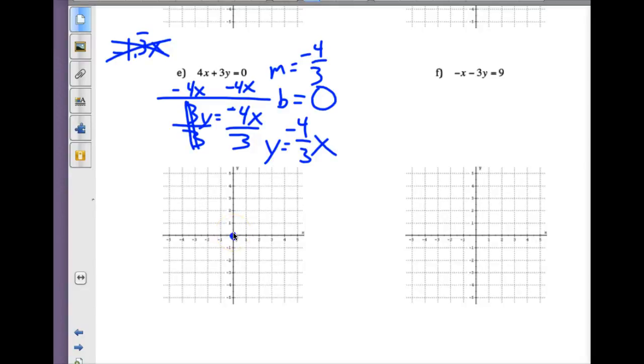Put a big old point at the origin. Negative 4/3. 1, 2, 3, 4. 1, 2, 3. 1, 2, 3, 4. 1, 2, 3. Straight edge it. Okay? All right. Next one.